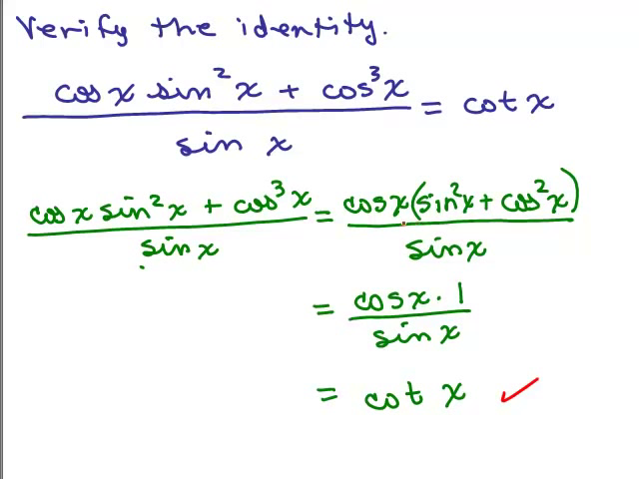Now, if you hadn't factored out that cosine x and you tried something else, you may have eventually gotten it to work. I think in this particular case, that is probably the fastest way, but there isn't just one way to prove an identity. You just have to make sure that whatever you do at each step, you are using the identities that you already know.